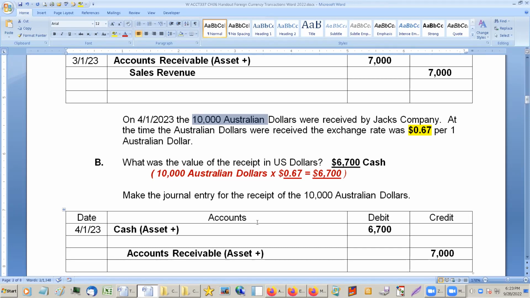We thought we were gonna get 7,000, but we only got 6,700. And again, it had nothing to do with the buyer; they paid us exactly what they were supposed to. But they paid it in Australian dollars and it was worth less. So this will be a translation loss. I could probably put foreign currency translation loss, but it's a little bit wordy. But translation loss is fine.